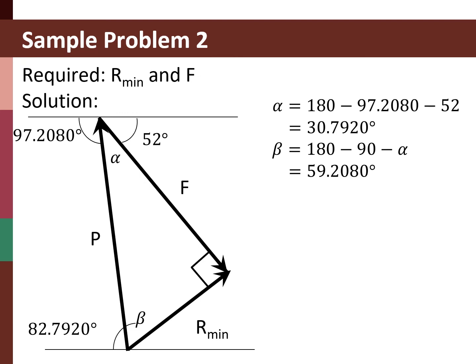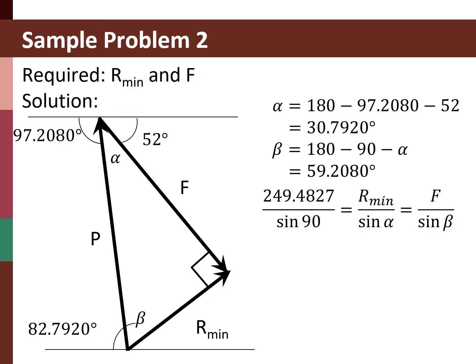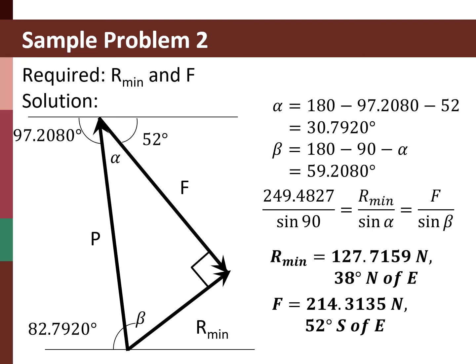Now we have three known angles and one known side. To solve for the minimum R and F, we can use the sine law. In this equation, we have two unknowns, and we can solve for the minimum R, which is equal to 127.7159 newtons, directed 38 degrees north of east, and F, which is equal to 214.3135 newtons, directed 52 degrees south of east.